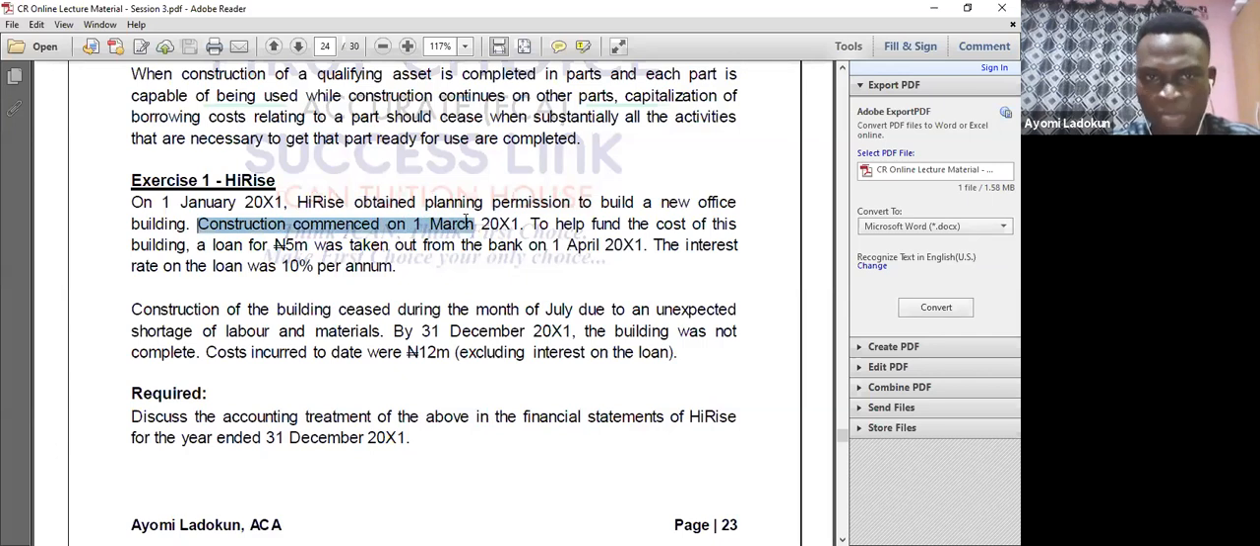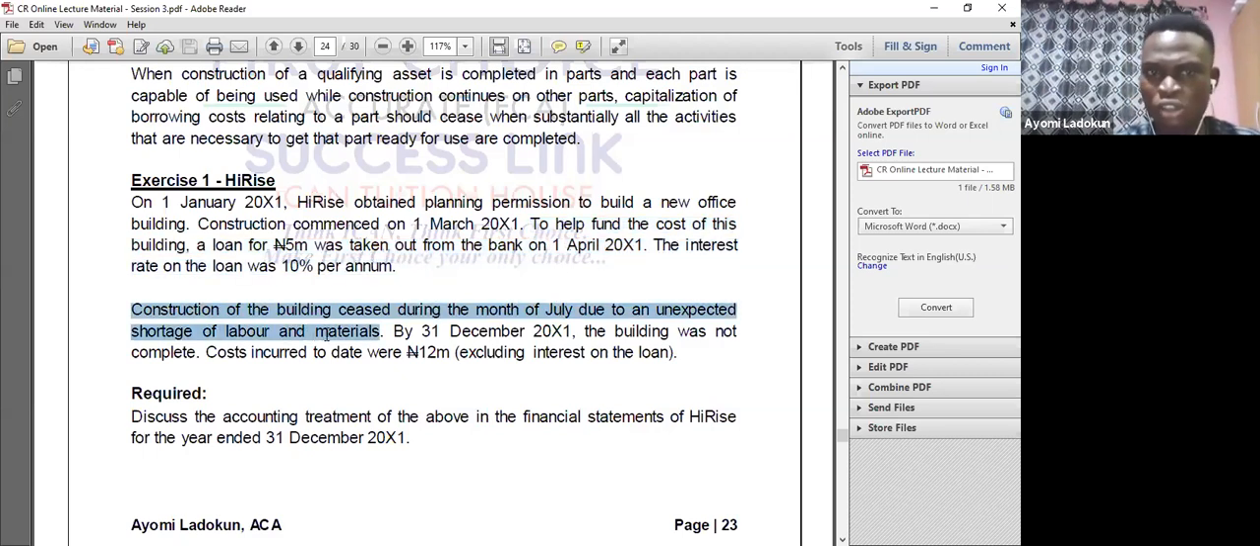Construction commenced on 1st January 20X1. Oh, they started construction. Obviously, it's not IAS 36. Obviously, it's not IAS 41. Obviously, it might not be IFRS 5. So I continue to read. To help fund the cost of the building, a loan of 5 million was taken out from the bank. Oh, it's becoming clearer. This is looking like borrowing cost. Why? Because they want to construct a new office building. Because they don't have enough funds, they went to the bank to borrow. So that looks like a borrowing cost. And the interest rate is 10%.